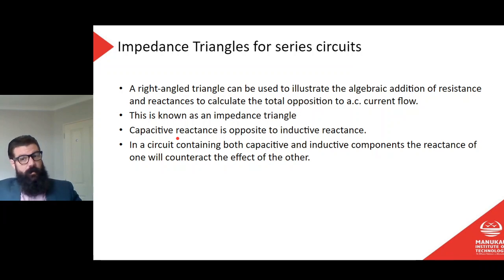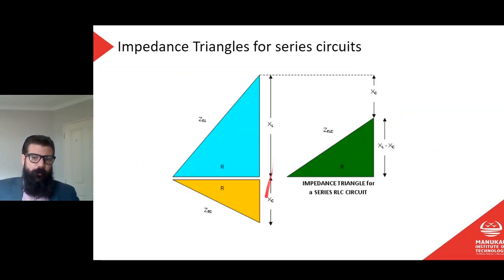Impedance triangles for series circuits. As I've mentioned, as we've gone through that, the impedance can be expressed as a triangle. A right-angled triangle can be used to illustrate the algebraic addition of resistance and reactances to calculate the total opposition to AC current flow. This is known as an impedance triangle. Capacitive reactance is opposite to inductive reactance. In a circuit containing both capacitive and inductive components, the reactance of one will counteract the effect of the other. So that means capacitors going one way, inductors going the other way, so we can subtract one from the other, because that's how we add vectors together that are in opposite directions, right? And then we have it here.